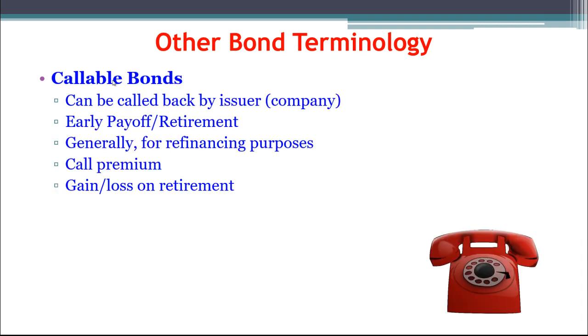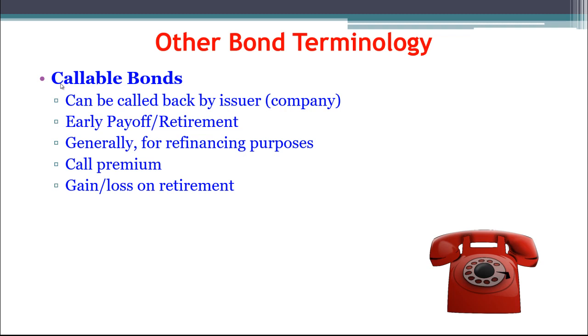We have a couple of types of bonds, callable bonds. Now, these are callable. Of course, it has nothing to do with the telephone. That's just a little illustration here. But they're callable because the company that issued the bonds has the right to call them back, force them to be returned. Basically, they're paying them off early. They're going to the investor saying, hey, here's your money. Give me the bonds back.